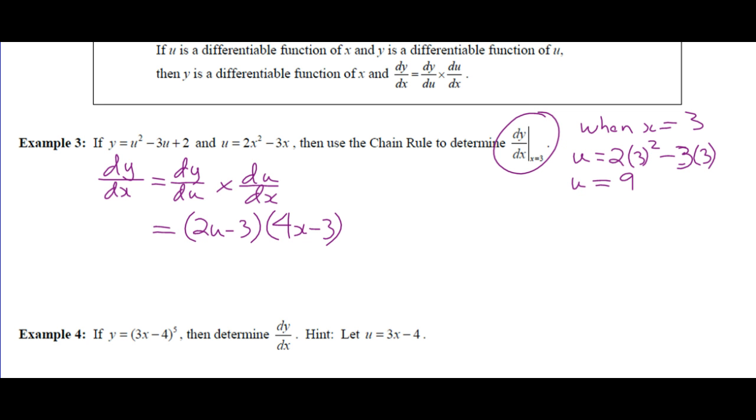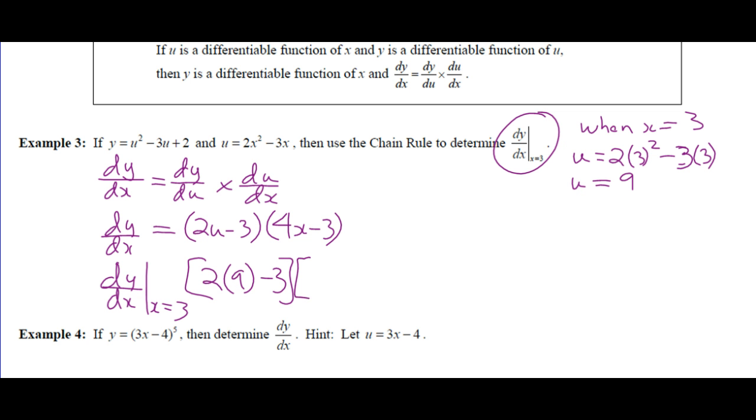Now we want to work out dy by dx. So we want dy by dx when x is equal to 3. Now we've already figured out when x is 3, u is 9. So we're going to take this expression and we're going to substitute 9 for u, and we're going to substitute 3 for x, and we're going to evaluate it. Okay?